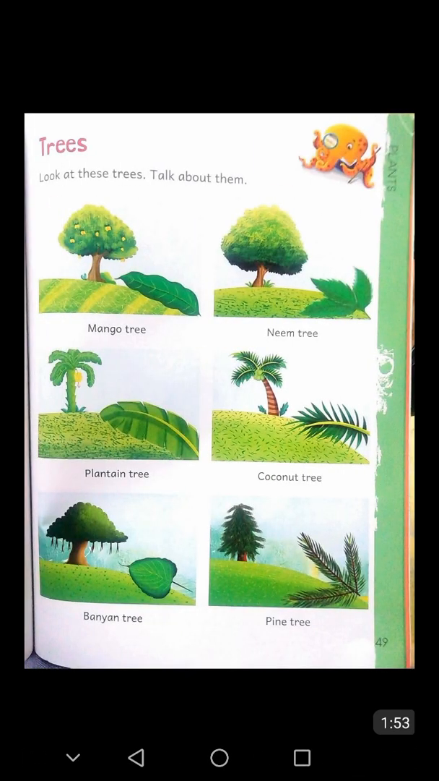Now open page number 49 of your ICSE Explorer book number 3. Students, you see in this page various types of trees. Parents, you point out each one and after that your child tells the name of that tree. Also learn the spellings of tree.